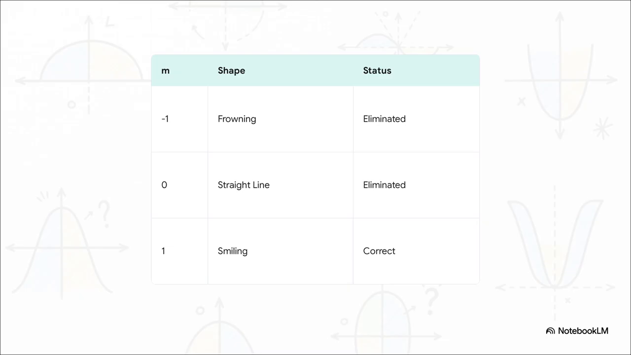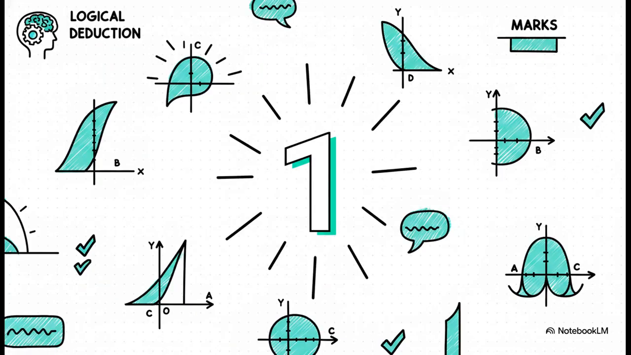Let's run a quick mental test. If m was negative 1, the graph would frown, so we eliminate it. If m was 0, the x squared term literally vanishes, meaning it's not even a quadratic function anymore, it'd just be a straight line, eliminated. That leaves us with exactly one option, positive 1, which perfectly aligns with our smiling, U-shaped graph. So purely by deduction, the value of m is 1.